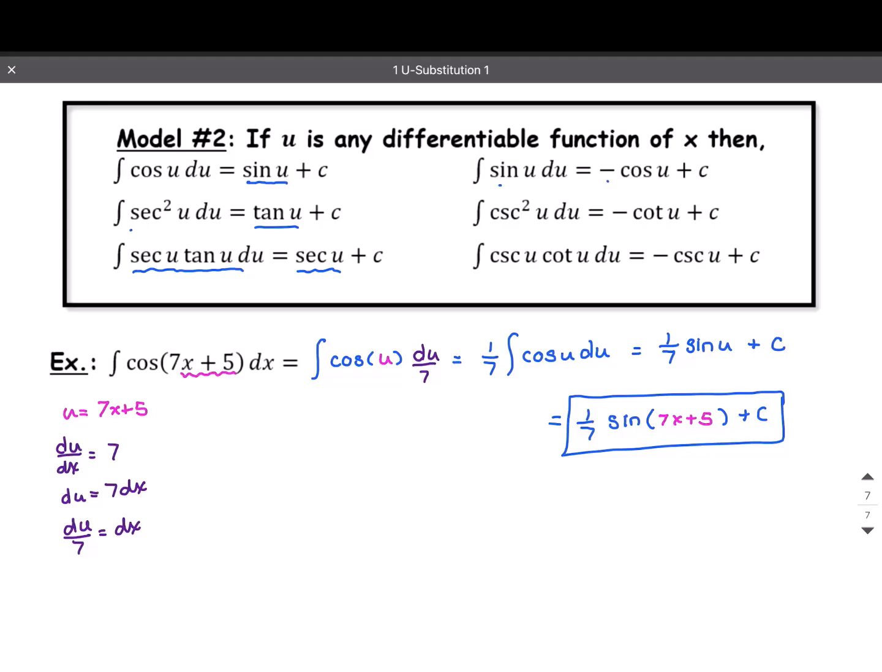All right, guys, so this is the introduction to the beginning of u substitutions to help us simplify some of our integrals. We will definitely be doing more of this.